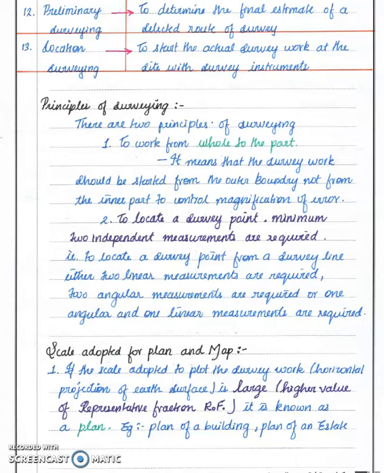Or the same point can be fixed by using two different angular measurements: by drawing a 35-degree line, and one more line at 25 degrees, where at a particular place these two lines meet. That point is our required point.